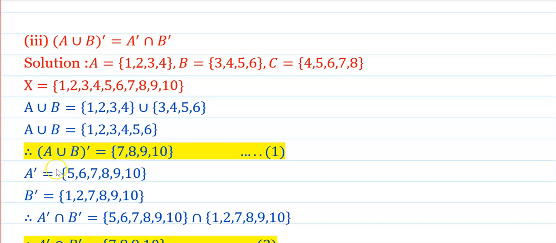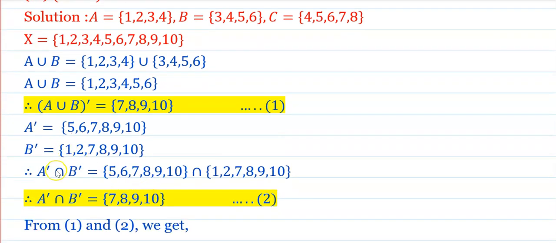Next, A complement. That is other than 1, 2, 3, 4, but which are in X. The numbers are 5, 6, 7, 8, 9, 10. B complement. Now see here, B is 3, 4, 5, 6. Other than 3, 4, 5, 6, but which are in X, the numbers are 1, 2, 7, 8, 9, 10. This is the B complement.